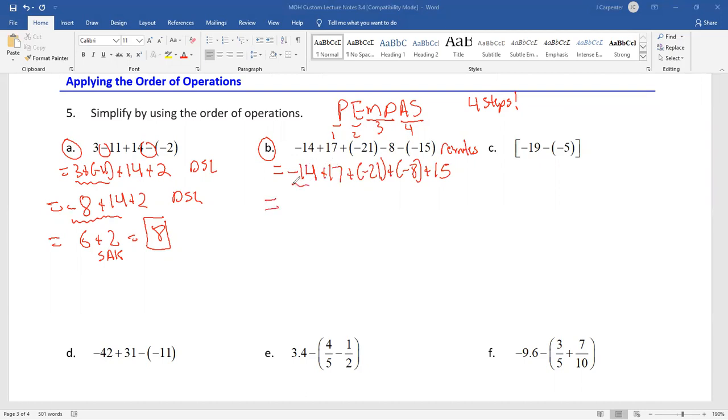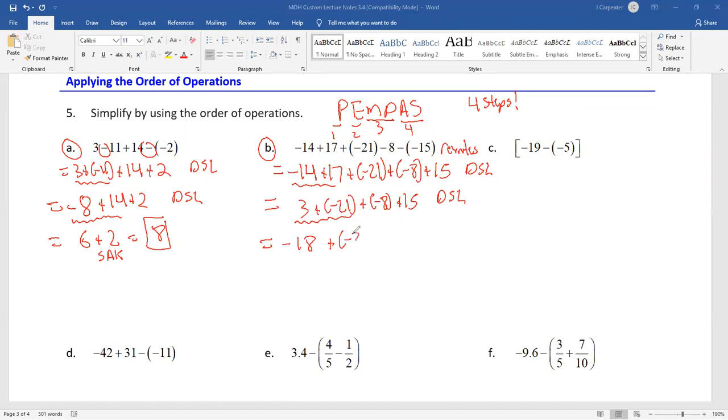Negative 14 plus 17, just focusing on those. DSL again. Like I said, this book really likes DSL. 17 minus 14 is 3. 17's larger, which is positive, so the 3 is positive. Plus the negative 21, plus the negative 8, plus the 15. Now we focus on the 3 plus negative 21. Once again, DSL. 21 minus 3 is going to give us 18. But 21's bigger in absolute value. That has a negative sign, so it's negative 18.